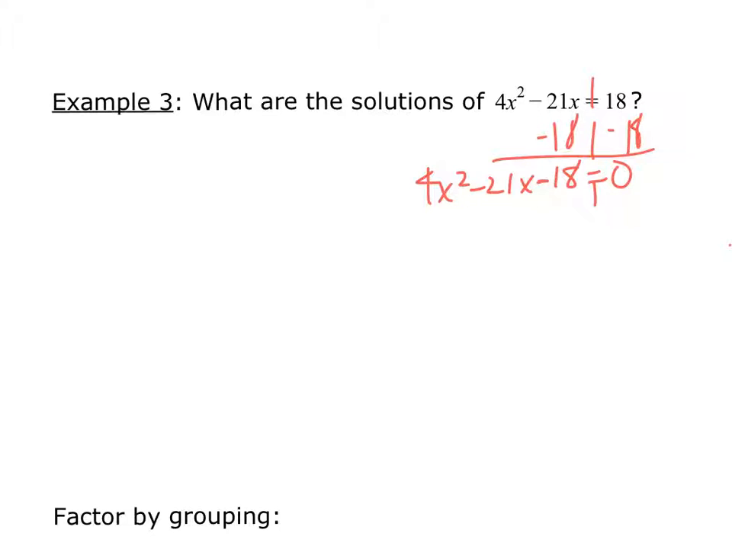Excuse me. All right, so let's start out with the 5-step method. So step 1, we're going to multiply a times c. What's my a value? 4. 4, beautiful. And what's c? Negative 18, right? So what is 4 times negative 18? Negative 72.